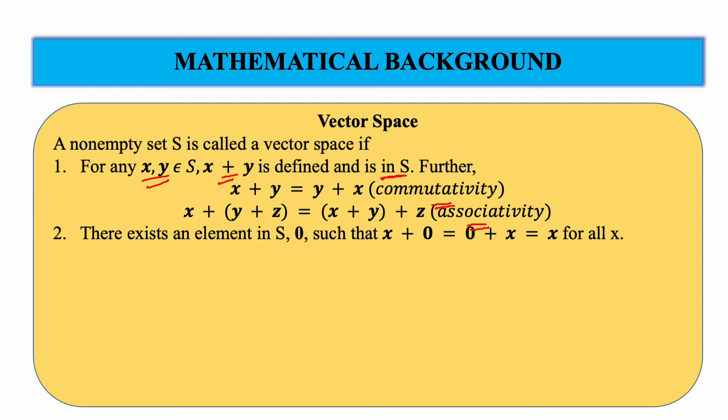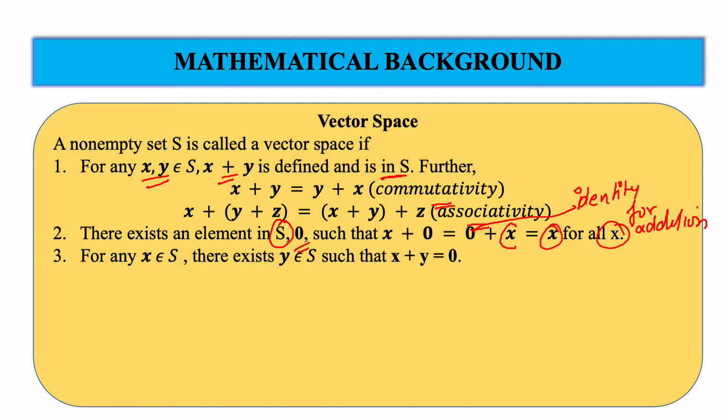Now further, there should exist an element in S, which we denote by 0, such that x plus 0 is equal to 0 plus x for all x in the set S. So this 0 is nothing else but the identity for addition. That means if you add that identity element to any element x, you will get x itself.